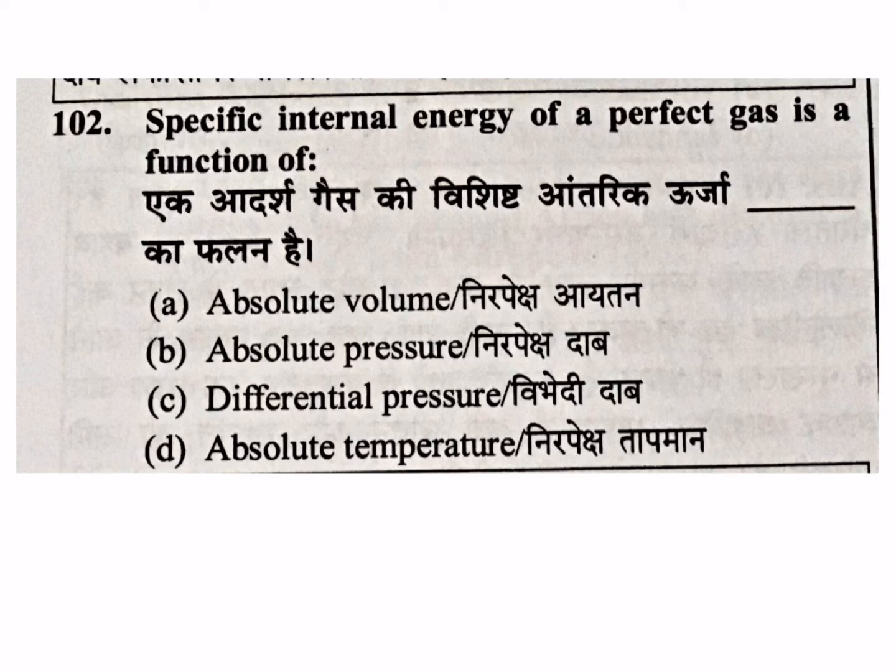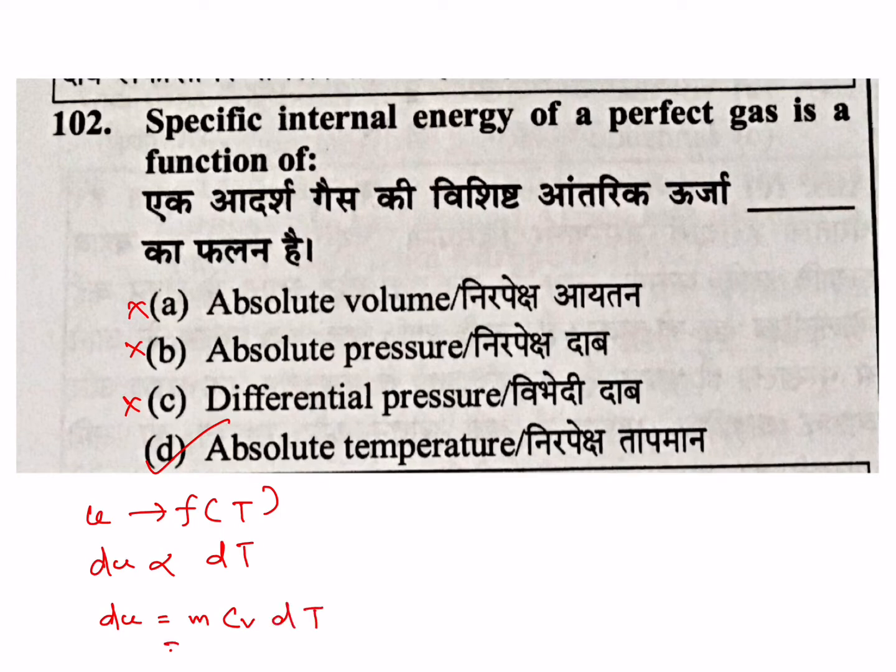Next question 102. Specific internal energy of a perfect gas is a function of absolute temperature. So from options we will check. D is your correct answer. Specific internal energy is a function of absolute temperature for a perfect gas. U is a function of temperature. du is proportional to dT, change in temperature, or du equals m cv dT, or for a unit mass it's cv dT.